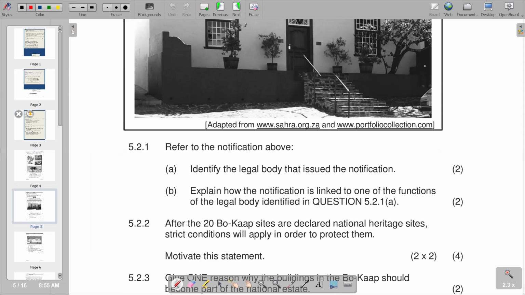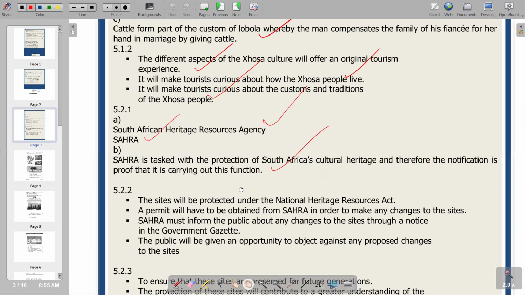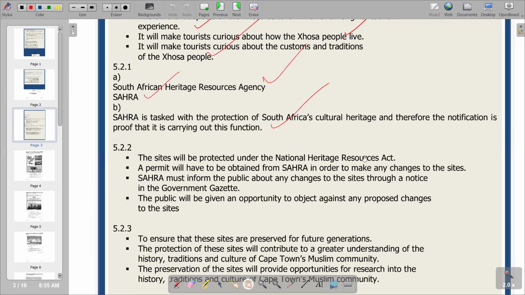So on 5.2.2, the responses that we have are: the sites will be protected under the National Heritage Resources Act, and a permit will have to be obtained from SAHRA in order to make any changes to the sites. SAHRA must inform the public about any changes to the sites through a notice in the government gazette, and then the public will be given an opportunity to object against any proposed changes to the sites. So obviously, those are the responses that we have.